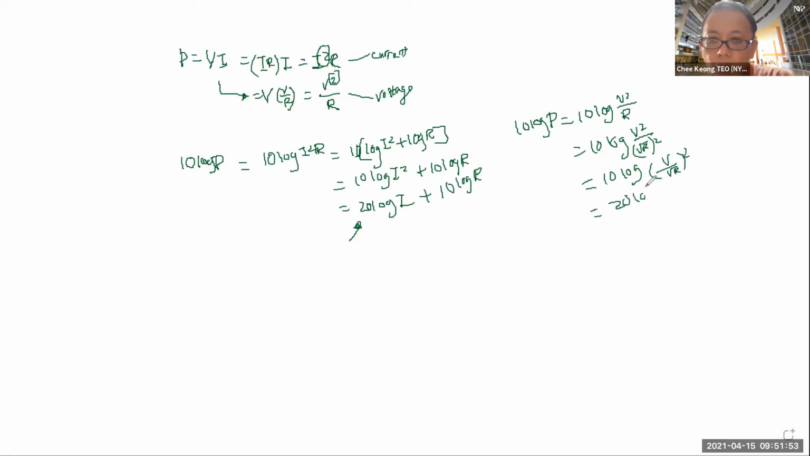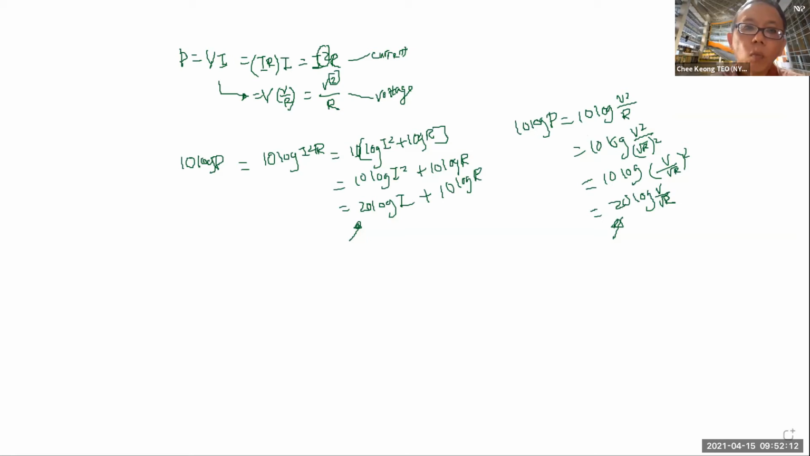20 log V over square root of R. So right now, again, you have 20 coming out. So that's the reason why when you operate in the voltage domain or when you operate in the current domain, we use 20 log instead of 10 log, right?